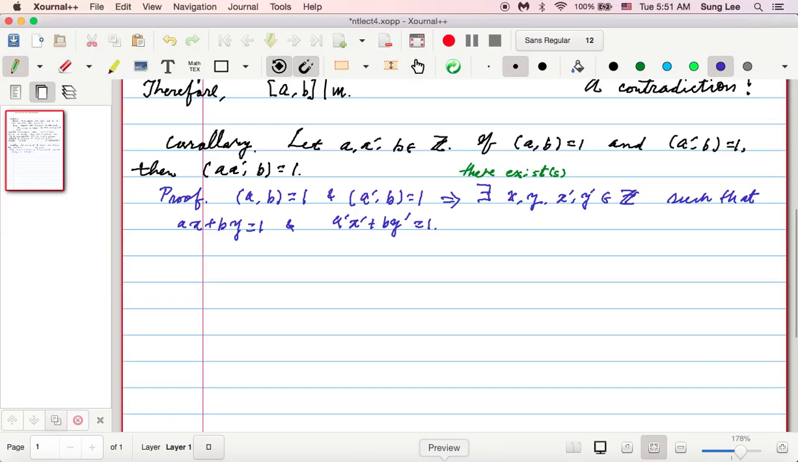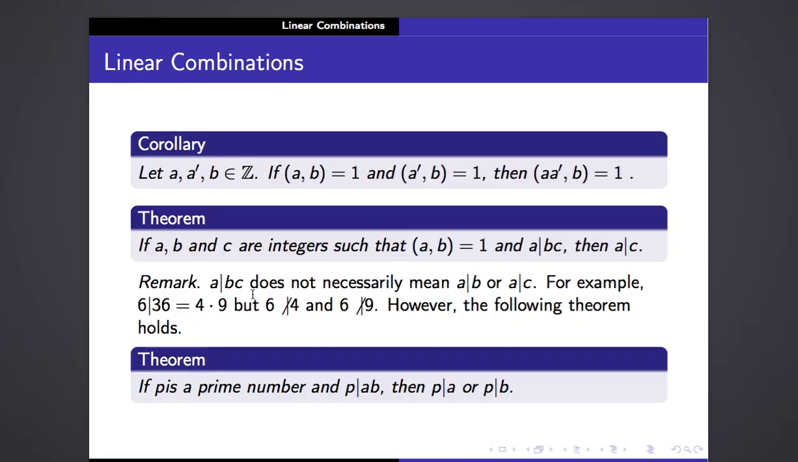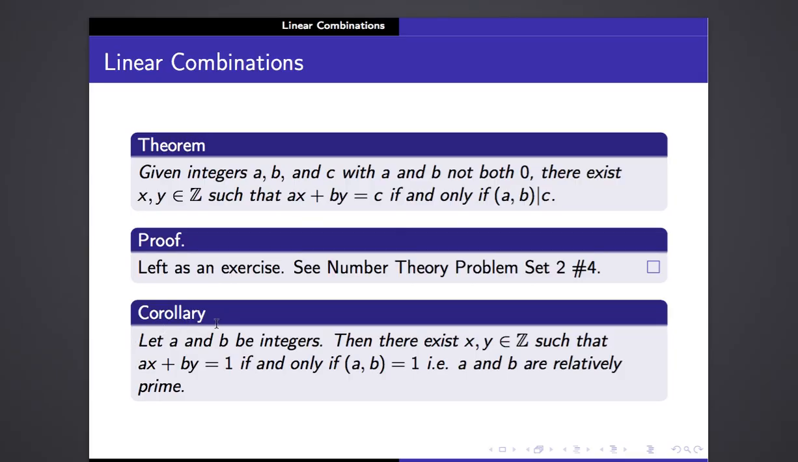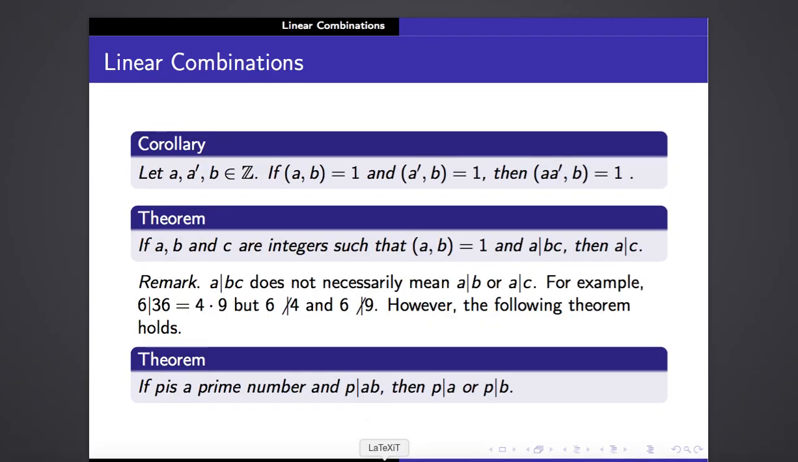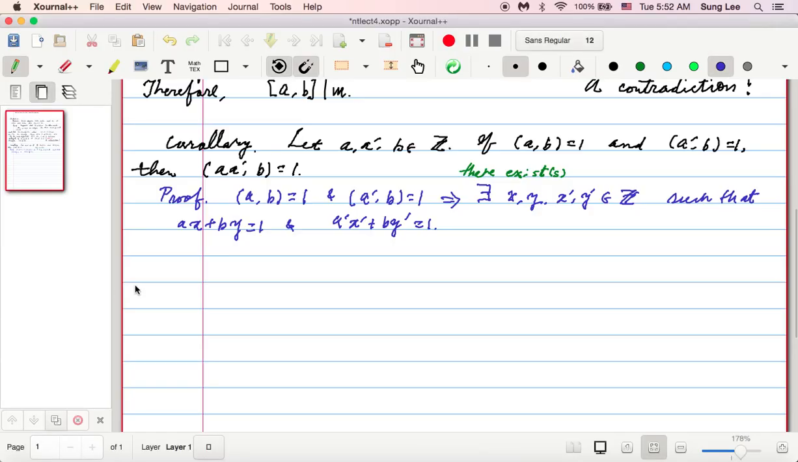I applied, like I mentioned before, the preceding corollary. In that case, a and b are relatively prime, so there exist two integers x, y such that ax plus by equals 1. So this is the corollary I applied. Let's get back to my notepad. You know how I got this, right?